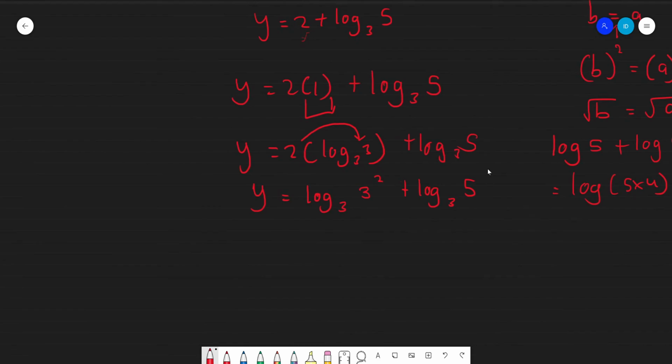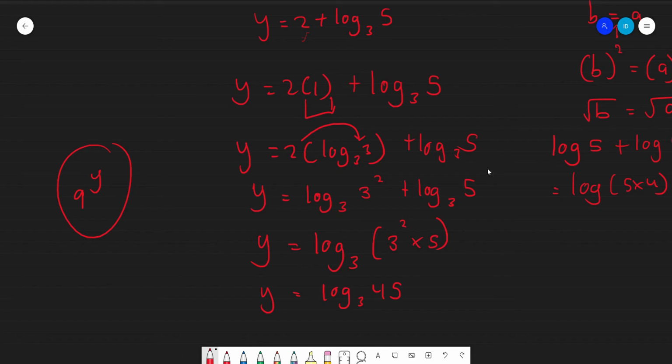So basically we can combine this here: y is equal to log base 3 of 3 to the power of 2 times 5. Right now, we know that 3 to the power of 2 is equal to 9, and then 9 times 5 is 45. So y is equal to log base 3 of 45. Now, we have come this far. The question wants the value of 9 to the power of y.